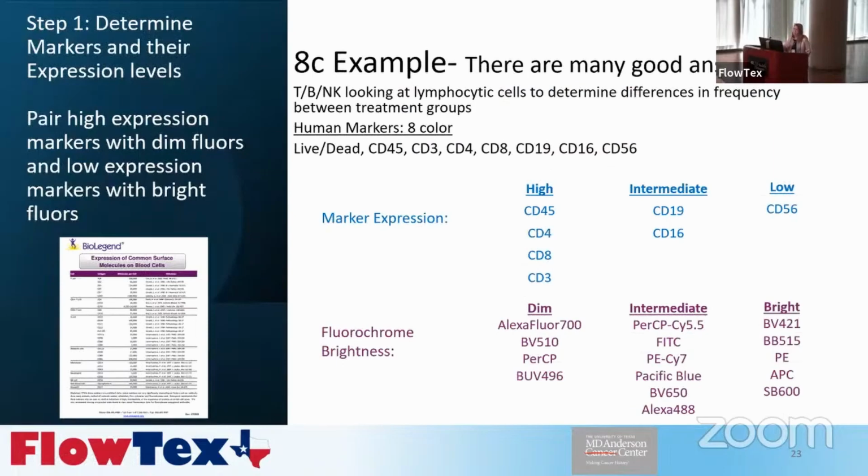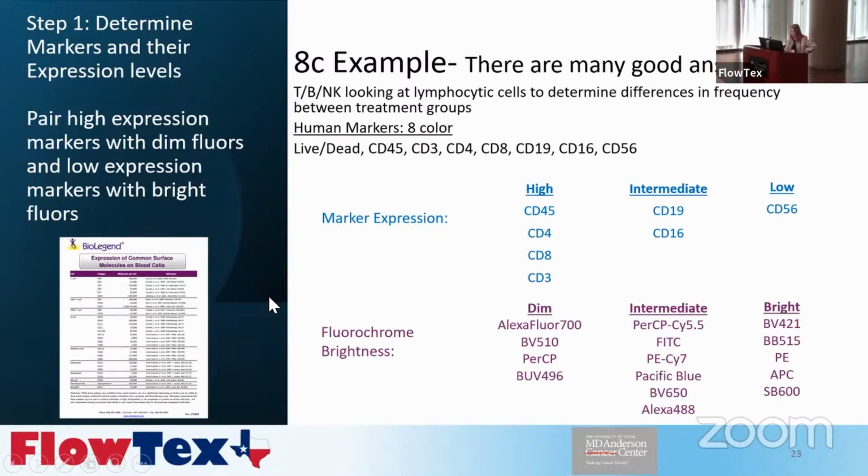Okay, so let's move on to an 8-color panel. Slightly more complicated, maybe twice as complicated, maybe a little more. So first thing is, what markers do I want to use? Well, I have a pretty small set of markers here, and they're going to allow me to identify live T cells of both CD4 and CD8, as well as B cells and NK cells within my PBMC sample. So I'm going to classify those markers based on expression level.